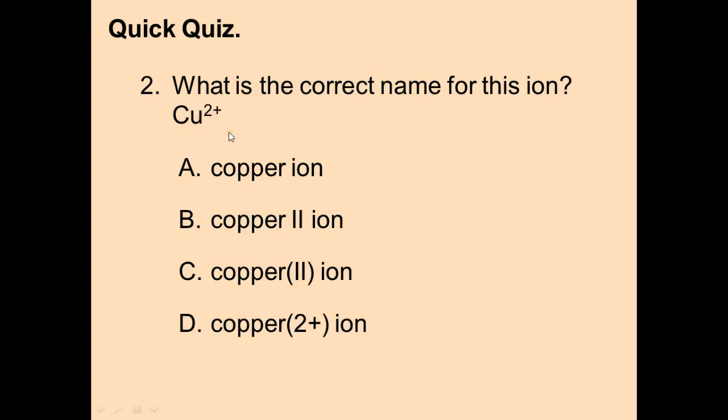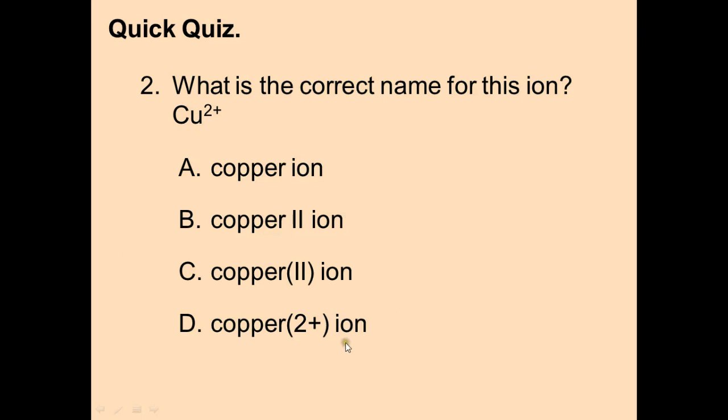Cu2 plus. Let's go through how to name this. First of all, it's copper, and the answer has to have copper in it, and all of them do. The special thing about copper is it's a transition metal. So what do transition metals have that's special? Parentheses.